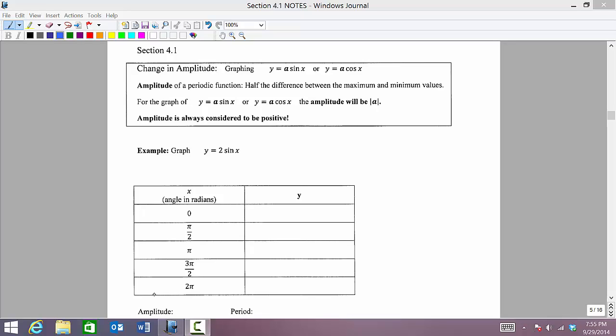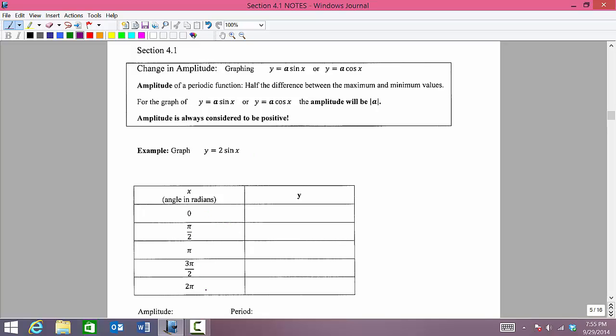The amplitude is changed when we multiply the front of the function or the outside of the function by some value. The amplitude itself is always considered to be positive. It represents a distance. To see how multiplying the outside of the function by a value affects the graph, let's look at y equals 2 times sine of x.